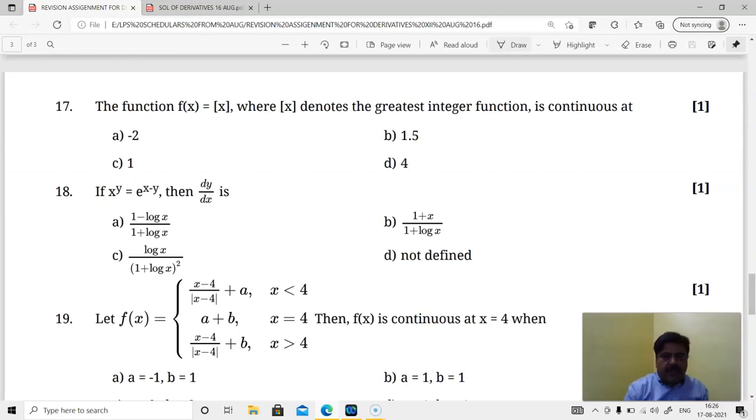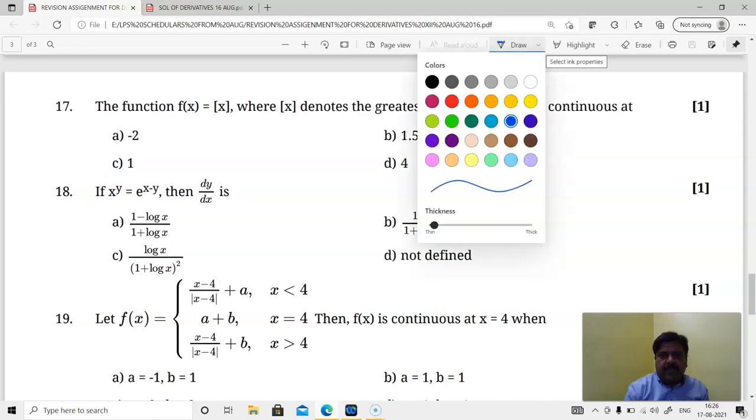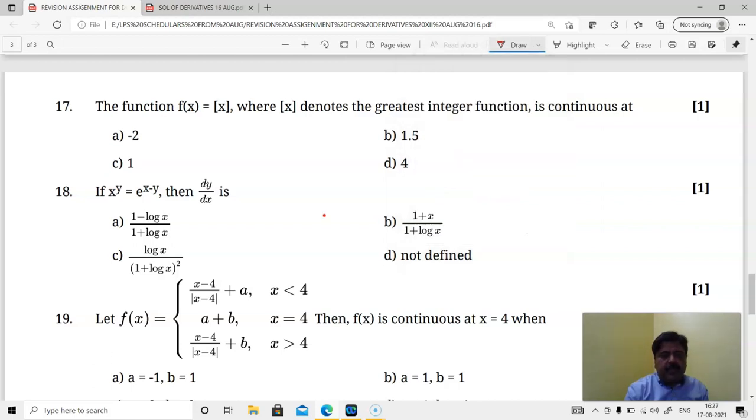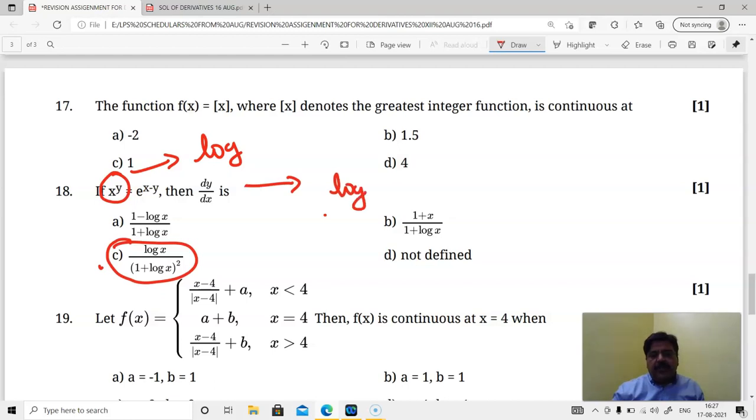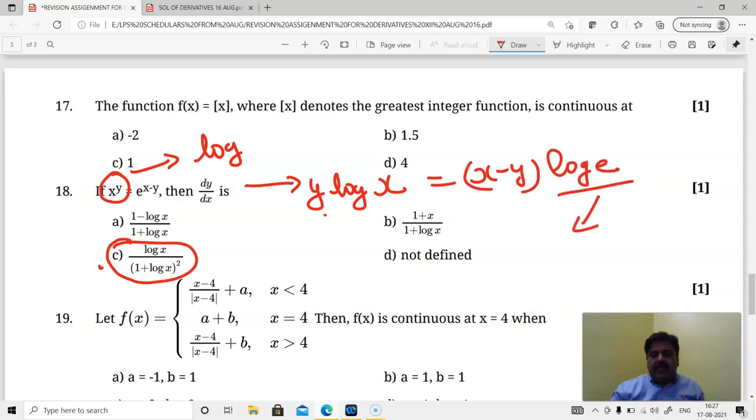Now in this question, we have variable to the power variable, and once we are dealing with a variable to the power variable like x to the power y, we need to solve it only by the method of taking log. You have to take log on both sides, and then only you can reach the final answer. That means logical thinking is not required, only simplification. You have to take y log x, and then x minus y log e, and log e is nothing but 1 only, then only you can deal with this question.